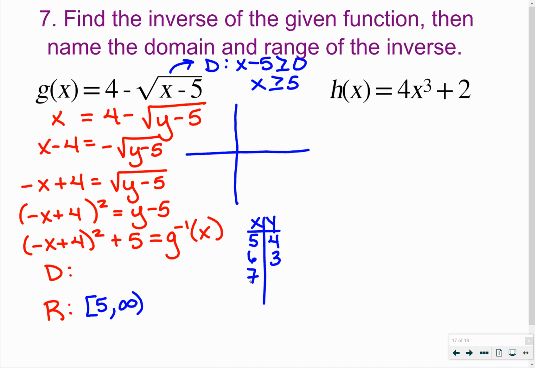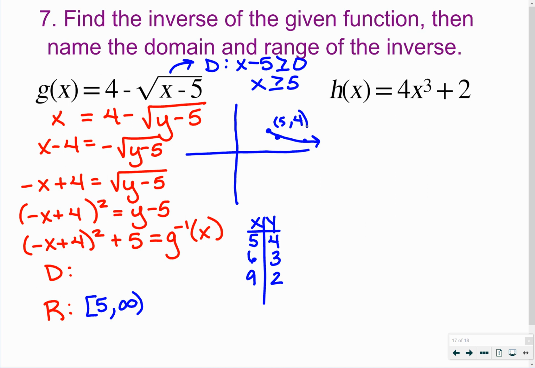What would not give me a decimal? 9, maybe? Let's get a pretty whole number. 9 minus 5 would be square root of 4, which is 2. 4 minus 2 is 2. That's enough to graph it. 5, 4, 6, 3, 9, 2. Something like that. And again, that starting point is really the most important one. 5, 4. You can see in that picture that the domain is 5 to infinity.